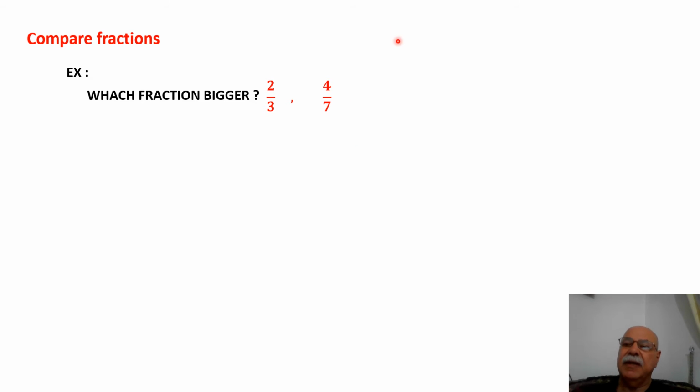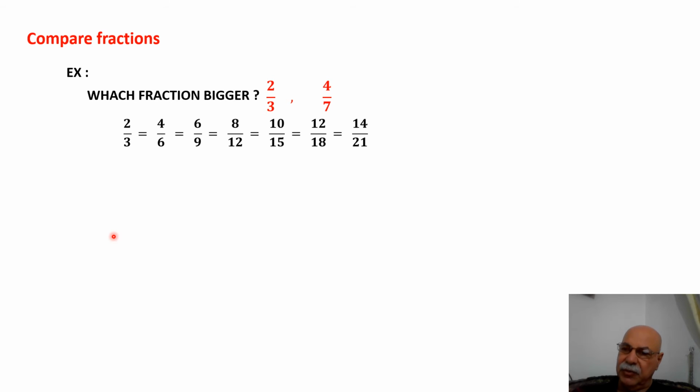2/3 and 4/7, which fraction is bigger? 2, 3, 4, 7, 4, 6, 8, 12, 10, 15, 12, 18, 14, 21. For these fractions, to know which is big or small, I must do a long process in order to get the lowest common denominator for the fractions.